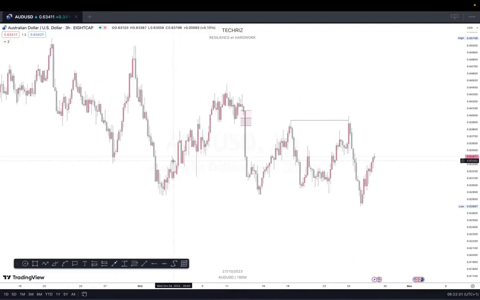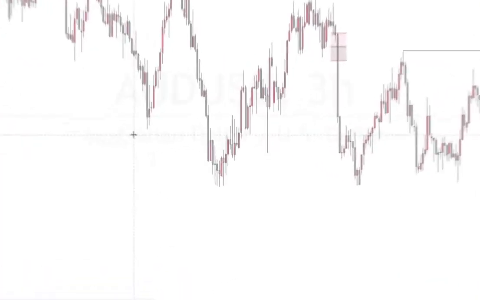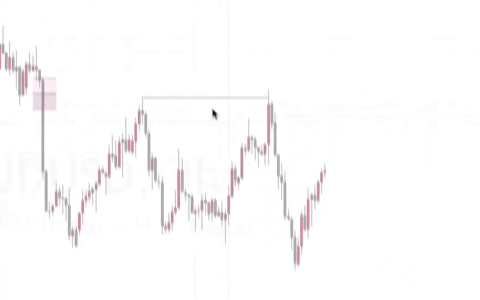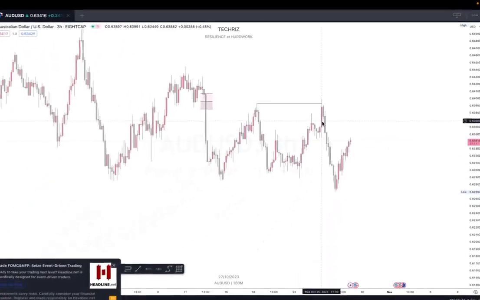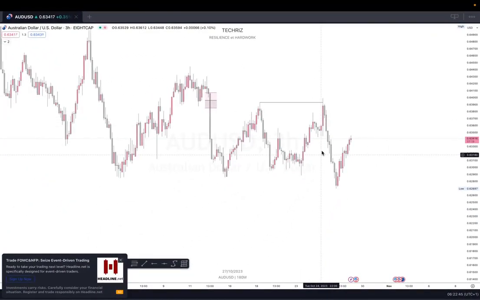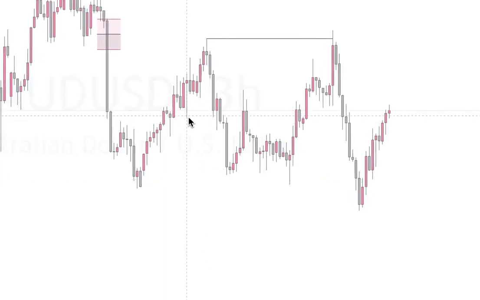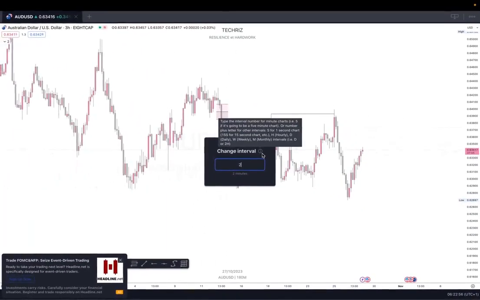And overall, the structure of this particular pair is bearish. AUD USD was very much bearish. So on a very typical day, this would not give you room for a change of character. Those persons who trade change of character, this would not give you room for that. So let's go down to the 2 hour.